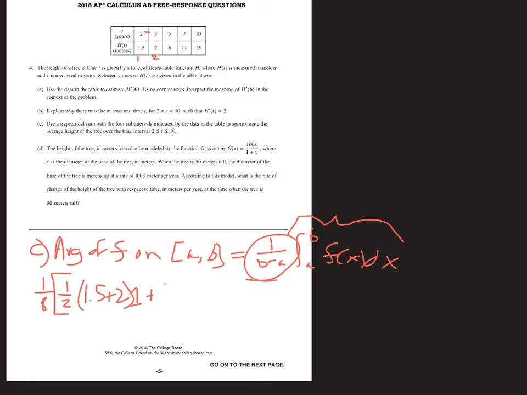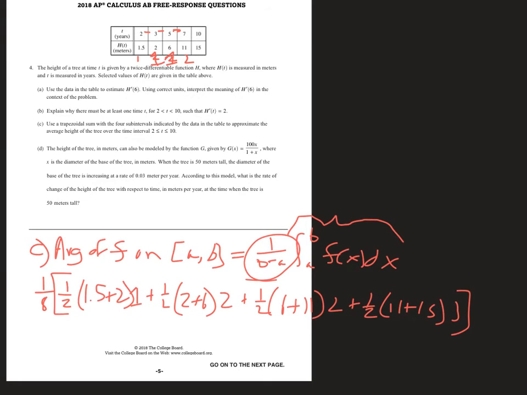Then I add the next trapezoid, 1/2. Now base 1 becomes 2, and this is base 2, plus 6, and now my height is 2. Plus, keep going, 1/2. Now this is base 1, this is base 2, 6 plus 11. Now my height is, from 5 to 7, 2 again. Then plus 1/2 times base 1, which is now 11, plus base 2, which is now 15, times my height, which is now 3. And I would just leave it like that.